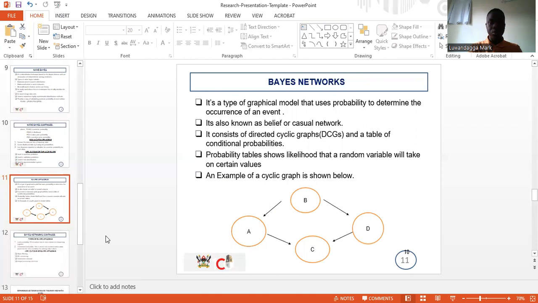And then I'm going to take the Bayes networks. It's a type of graphical model that uses probabilities to determine the occurrence of an event. It's also known as the belief or causal network. It consists of directed acyclic graphs and a table of conditional probabilities. The probability table shows the likelihood that a random variable will take on certain values. An example of an acyclic graph is shown below. That means if we have events A, B, C, and D, B can be taken as the parent node, and A and D are like the children of the parent node B.